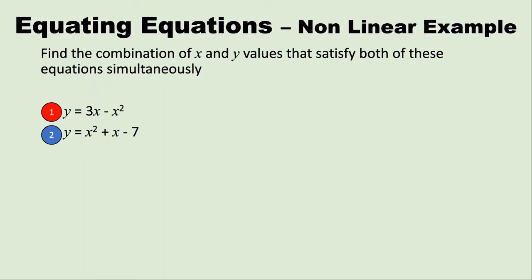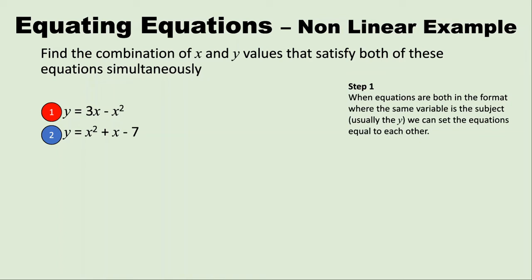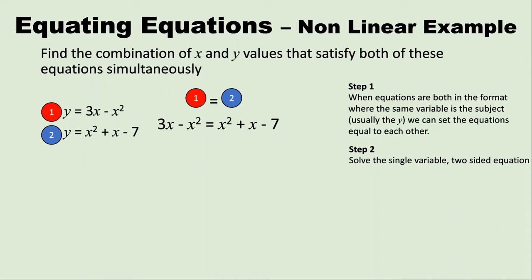Still, we're going to start in the same way as always. We do have these two equations in the format where y is the subject in both cases. So I can set these equations equal to each other. So let's rearrange those to solve it. It looks like it's a quadratic, so let's definitely get the x squared terms together. And when I took the negative x squared from this side over to this side, it became positive x squared. And x squared plus x squared, that gives me 2x squared.